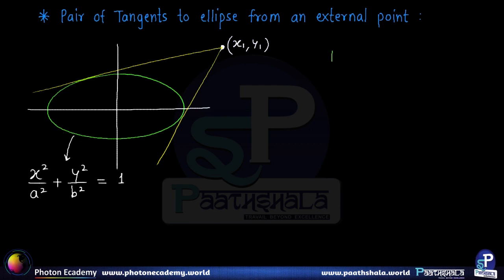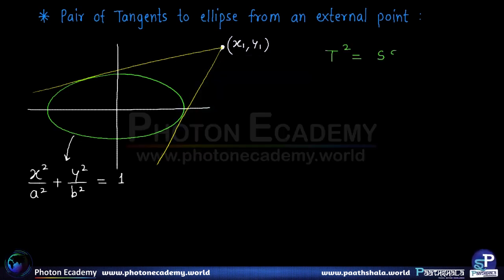the formula T² = S·S1, where we have to understand the meaning of these code words: what is T, S and S1.